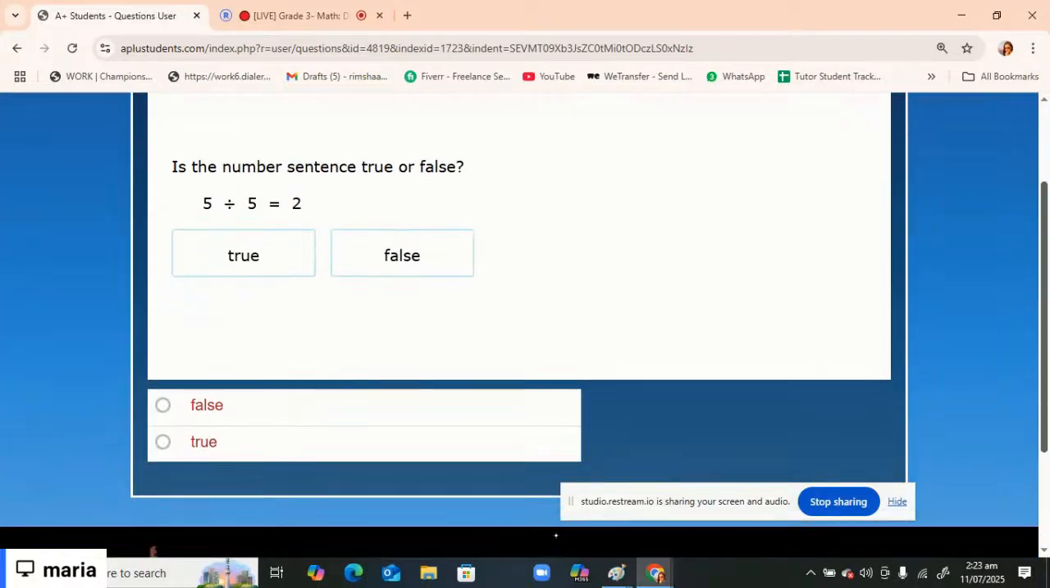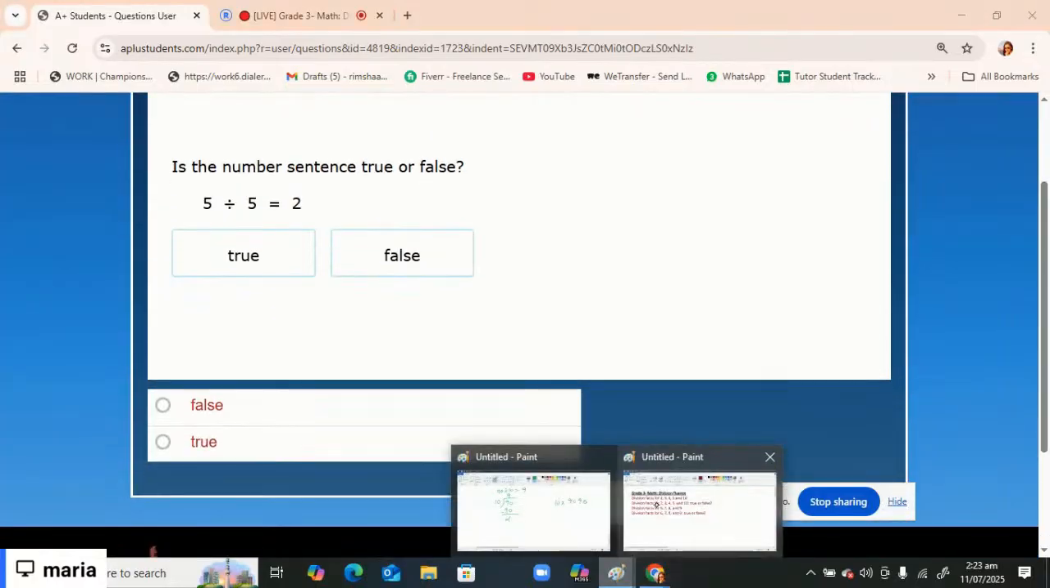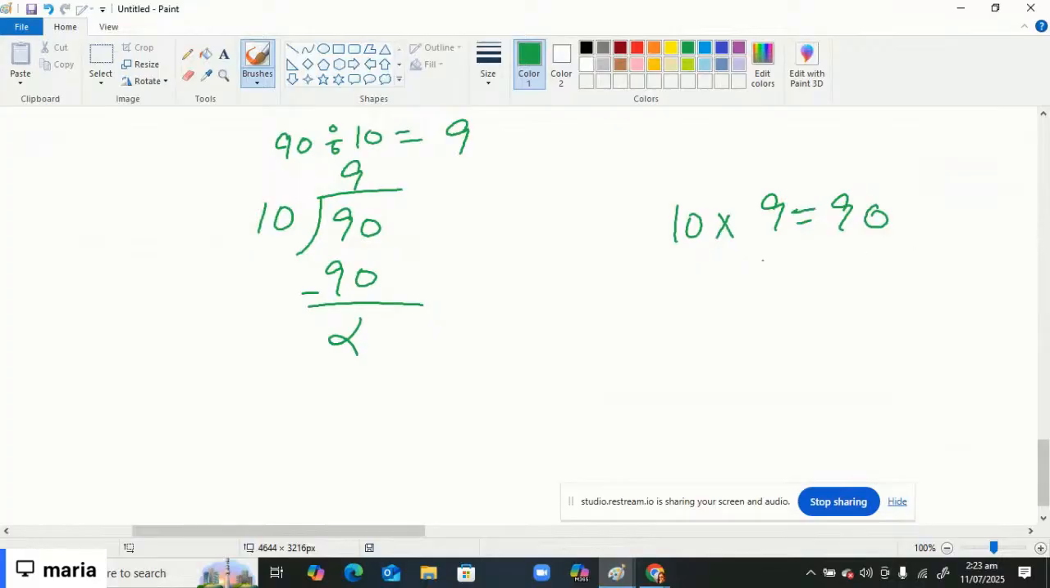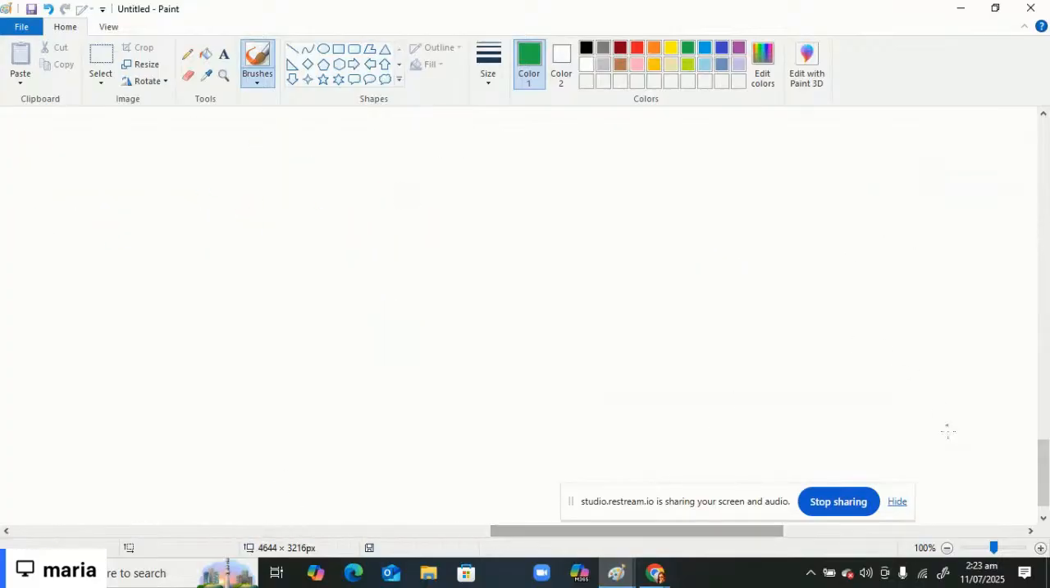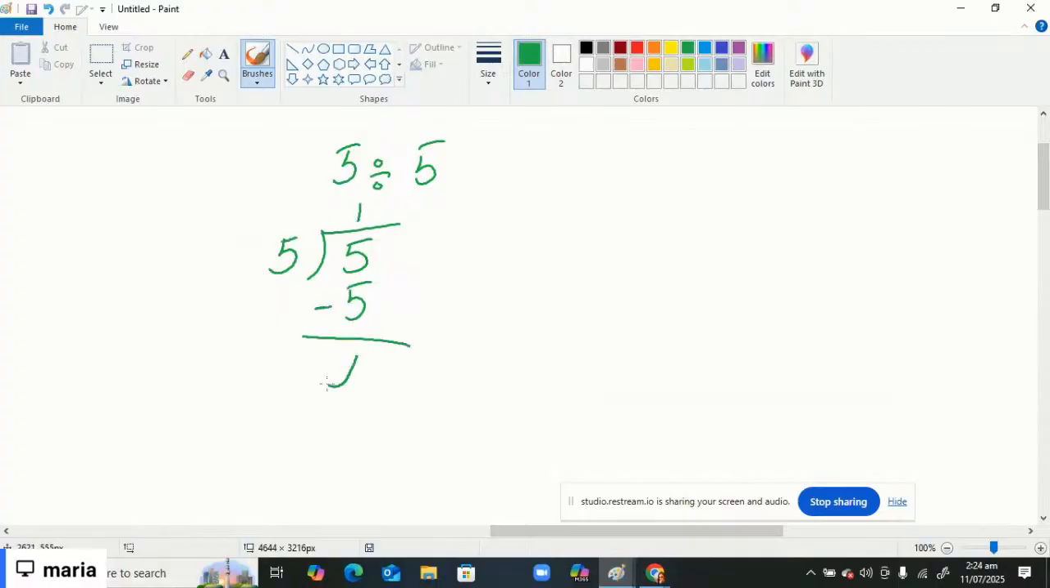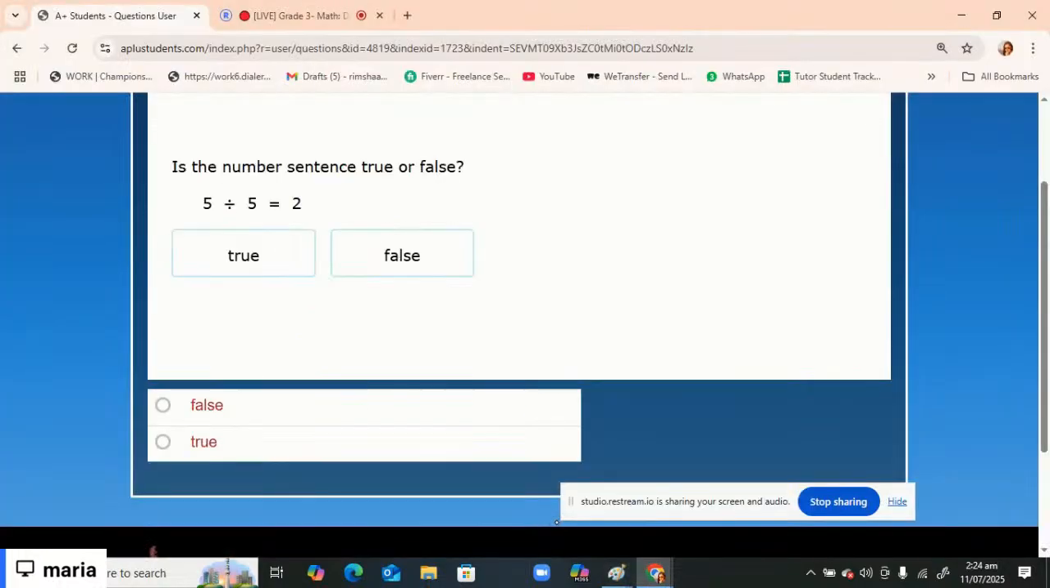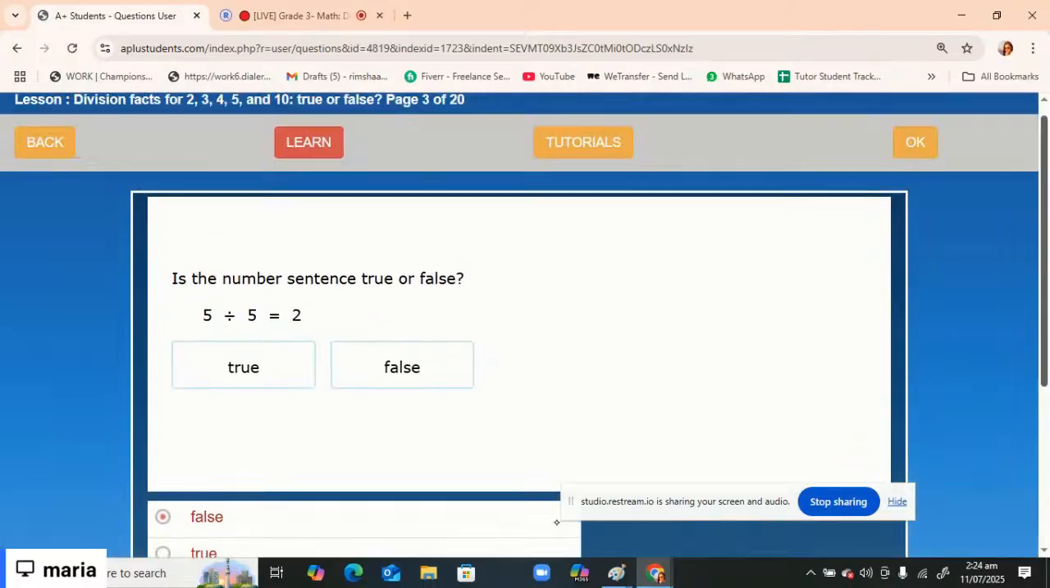Let's do this one more, because 5 divided by 5, if both are the same number which is divided, so what is the answer? Look here. 5 divided by 5. Now putting 5 outside, 5 times 1 is 5. When you subtract, the answer is 0. Okay, so this is 1. But in the question, 2 is given. So both sides are equal? No. So this is false. So we go with that.